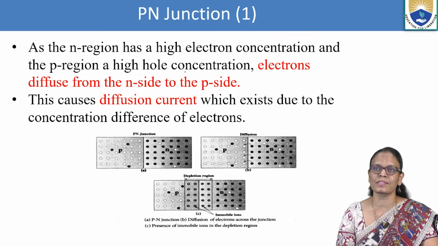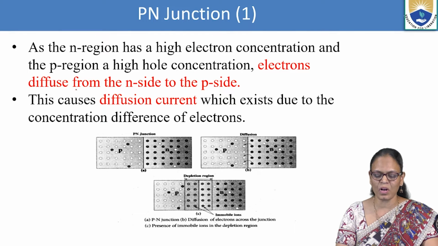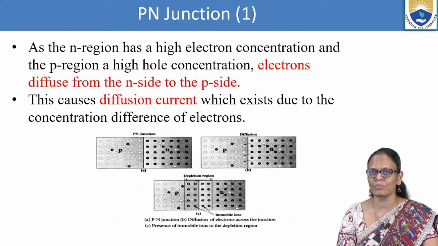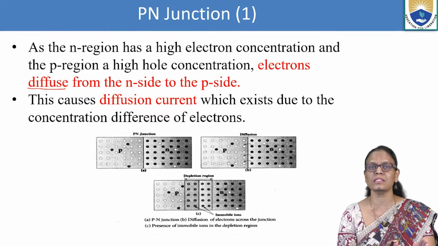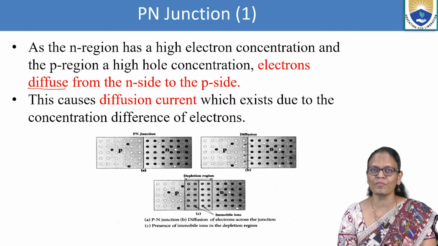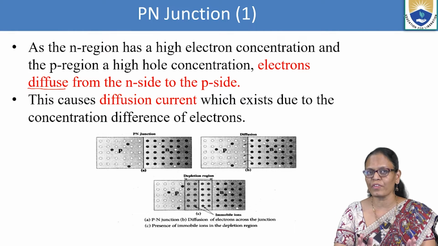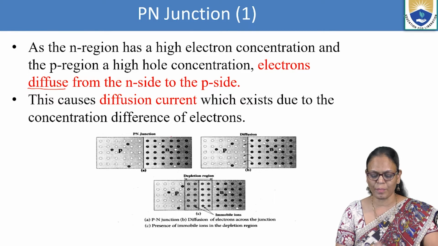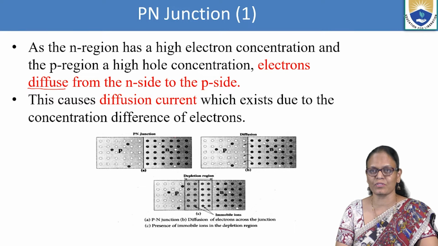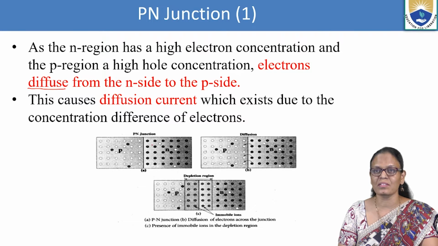Now after the junction is formed, as the N region has a high concentration of electrons and the P region has a high concentration of holes, the electrons diffuse from the N side to the P side. We need to understand what diffusion is here. Diffusion is the process of movement of charge carriers always from a higher concentration to a lower concentration. The N-type has more electrons, so the majority carriers here are electrons. Because they are more in number, they start diffusing onto the P side.